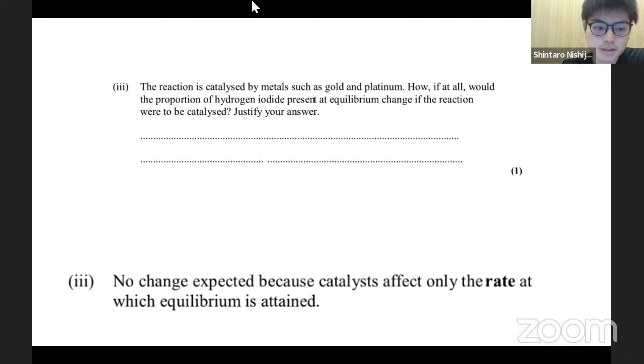I think most people had basically the same exact wording. One thing I would say is to make sure you answer the question the way that it's asked. The question is asking essentially, would the proportion of the hydrogen iodide change? So in your answer, you should definitely say that the proportion of hydrogen iodide will not change. You can't just say that it only affects the rate. I know people would just put that because it's just a chat, but just something to be careful about in exams. Be precise in how you answer your question.